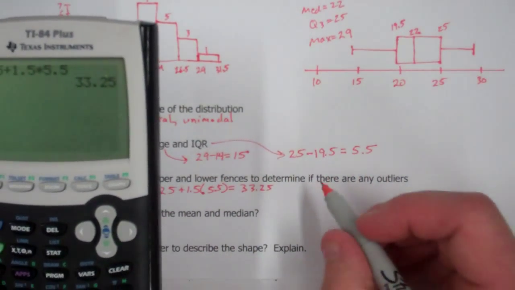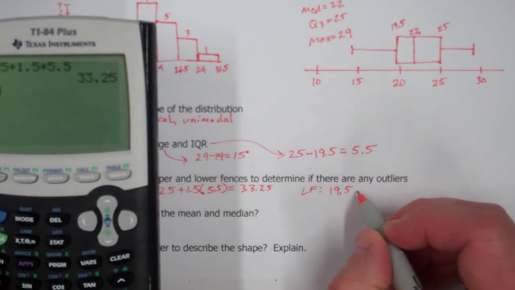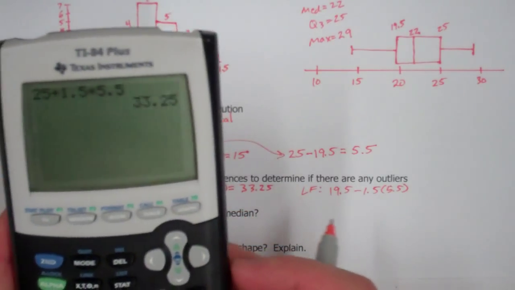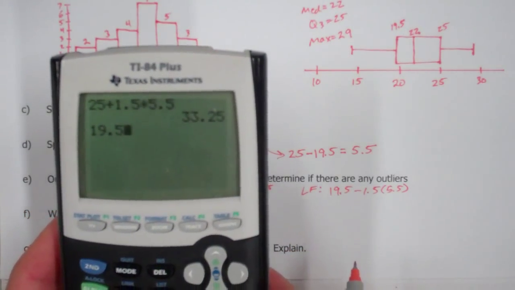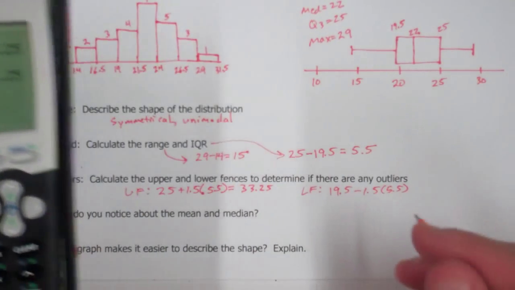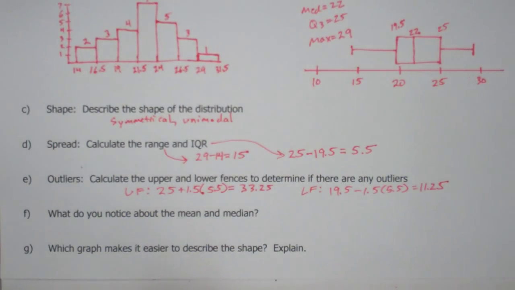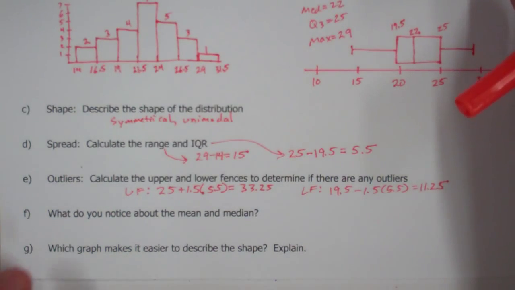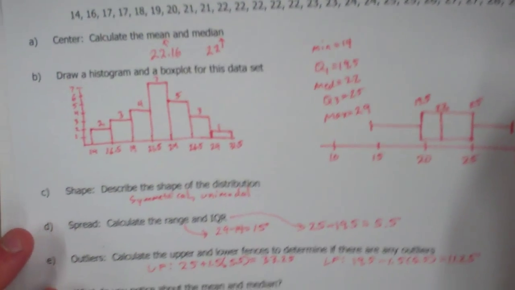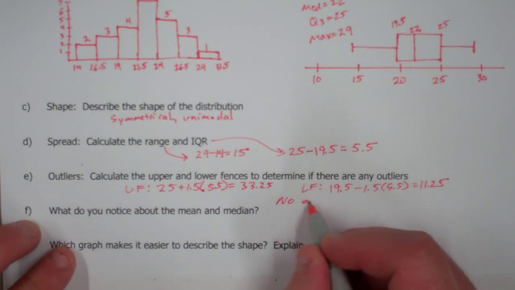We're going to now switch to the lower fence. Almost the same calculation, but we're going to start with Q1, and this time we'll subtract 1.5 times the IQR. So if I type that in the old calc here, we're going to get 11.25. If we look at our data, we're looking for any data that's lower than 11.25. We can see that we don't have any data that's lower than that. So we would conclude that there are no outliers.